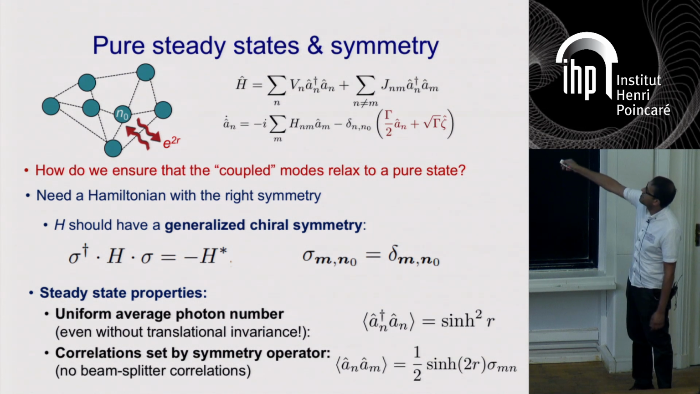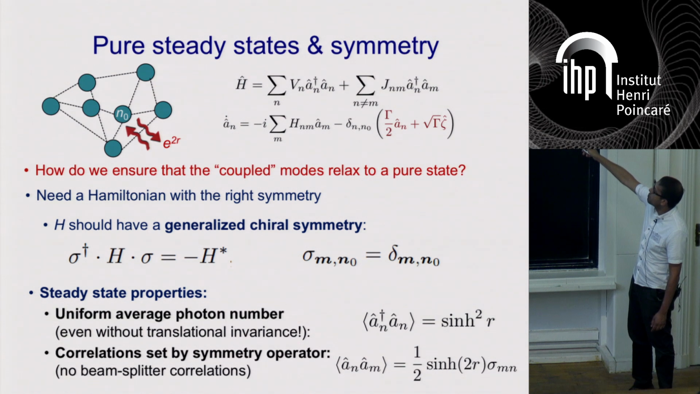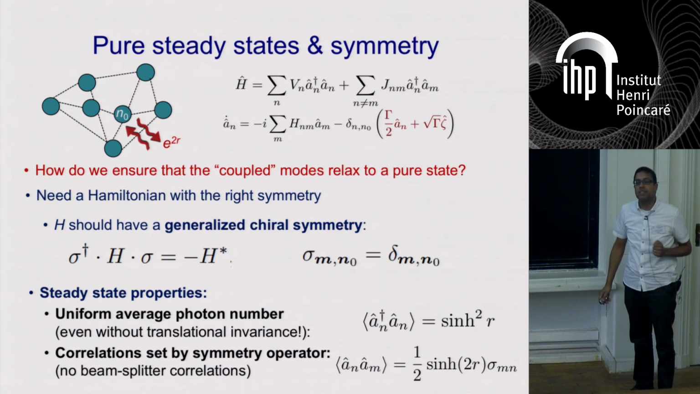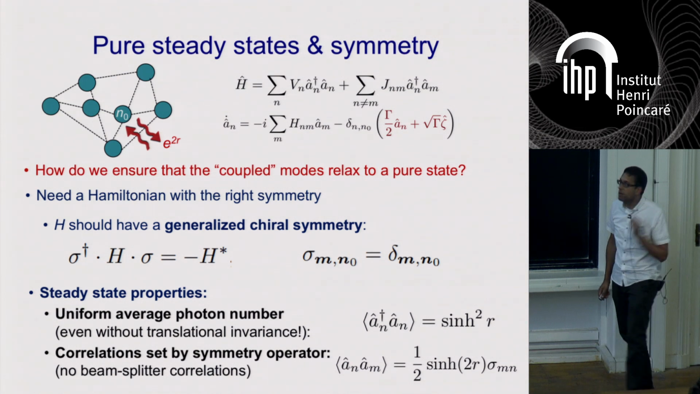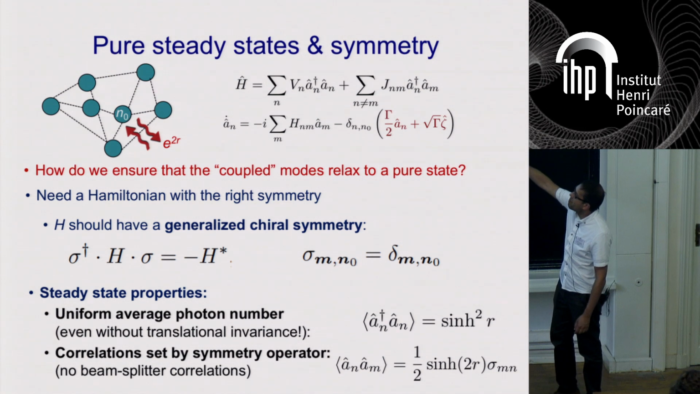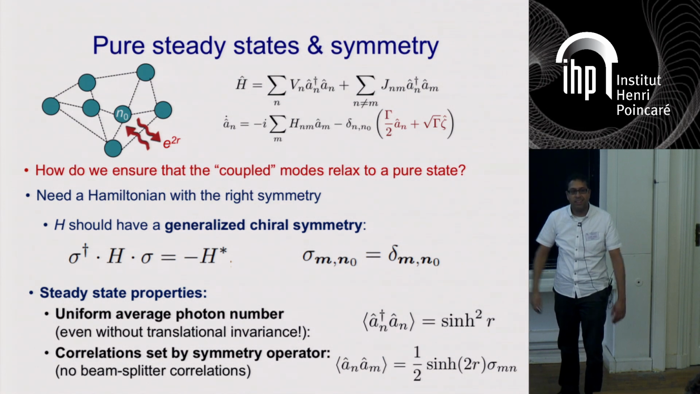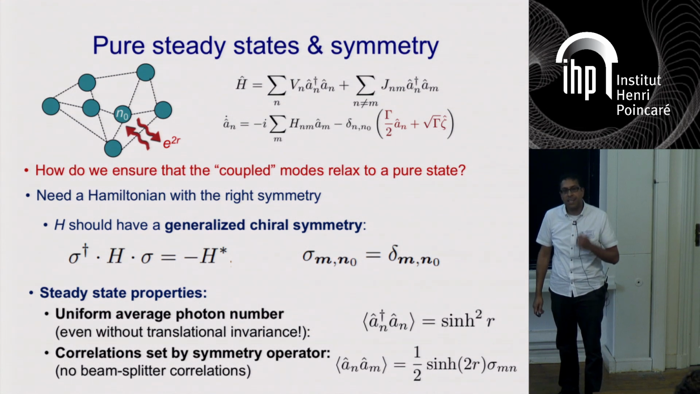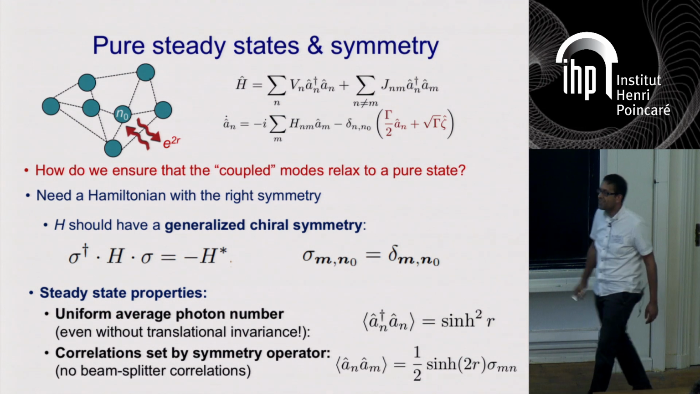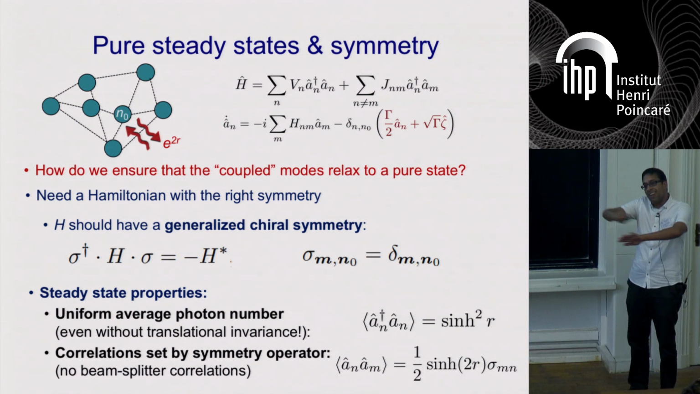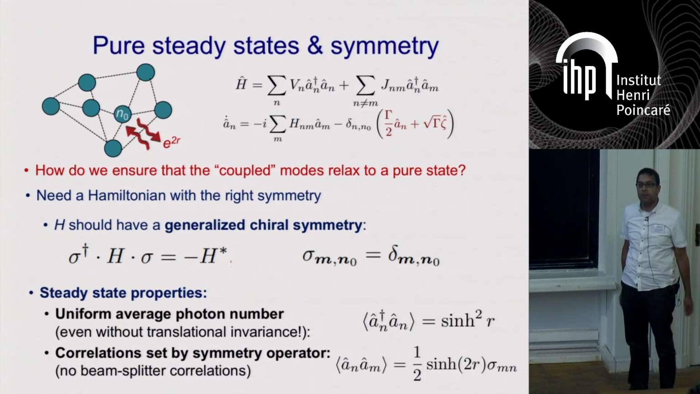Okay, so the average photon number is set by this squeezing parameter R, which is just set by the strength of the squeezing that you're sending in from that dissipative reservoir. So this is already a little bit remarkable because, again, I'm not saying that there's any translational invariance or any other symmetry in this Hamiltonian besides this chiral symmetry. So irrespective of any other details, you're always going to have a completely uniform average photon number.